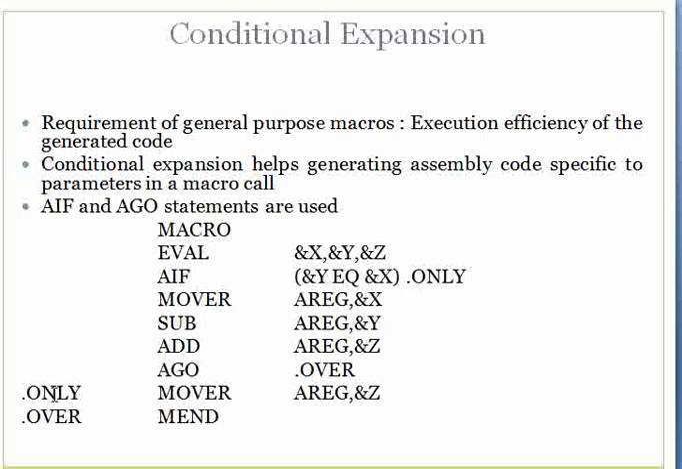It will jump to the line where dot only appears as a label, and in the expanded code we will write move r a register and the actual value for ampersand z. This is how the expansion will take place if y is equal to x. If this condition becomes true, the control will be transferred to the line where dot only appears as a label, and we will generate this as part of the expanded code: move r a register and whatever is the actual value for z.